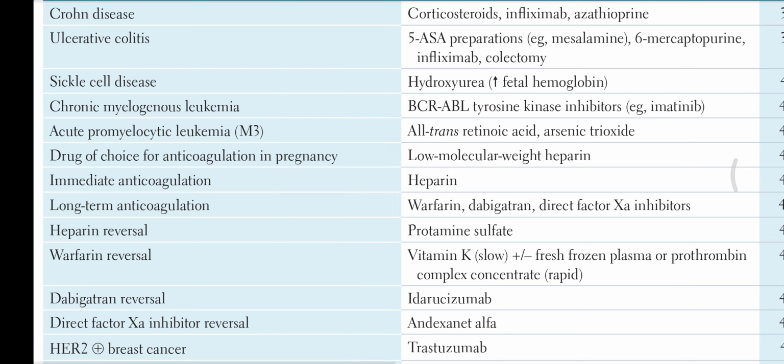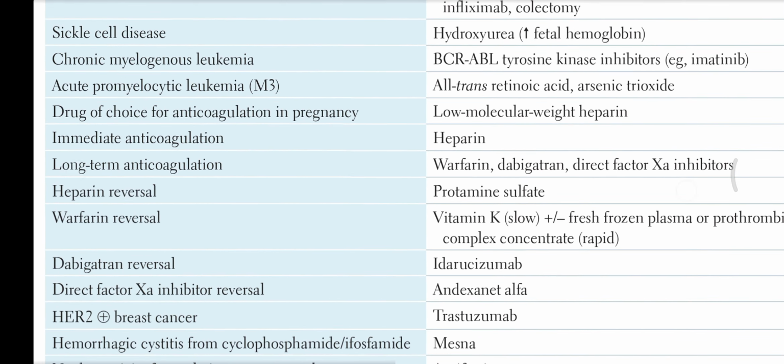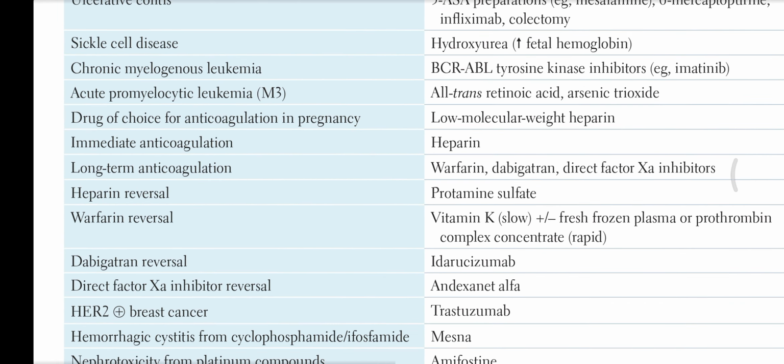Chronic myelogenous leukemia: BCR-ABL tyrosine kinase inhibitor, that is imatinib. So BCR-ABL tyrosine kinase inhibitor, imatinib, for chronic myelogenous leukemia.